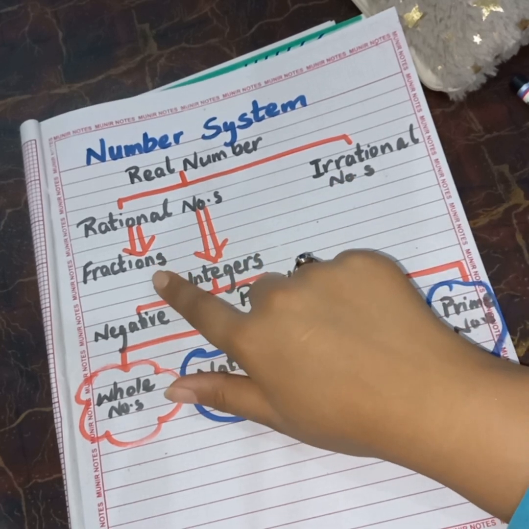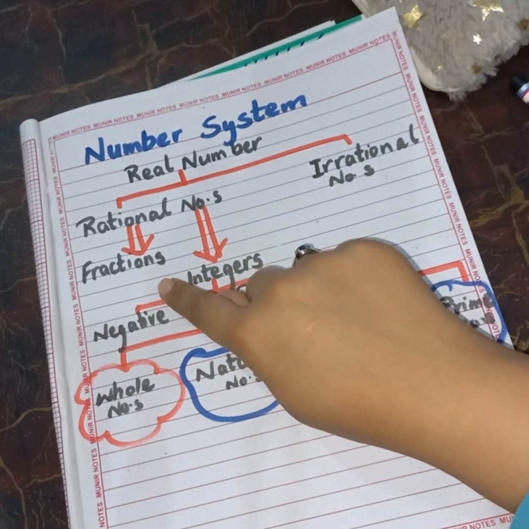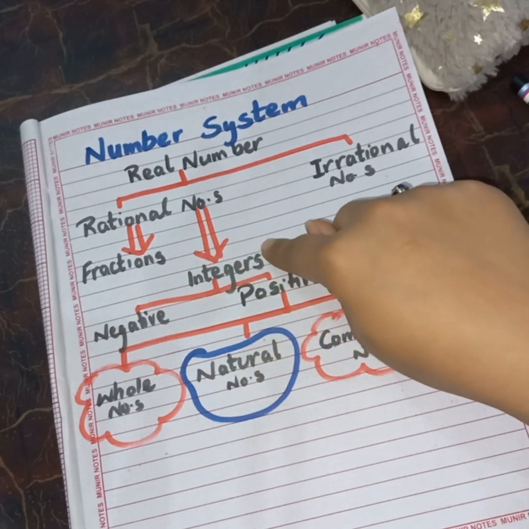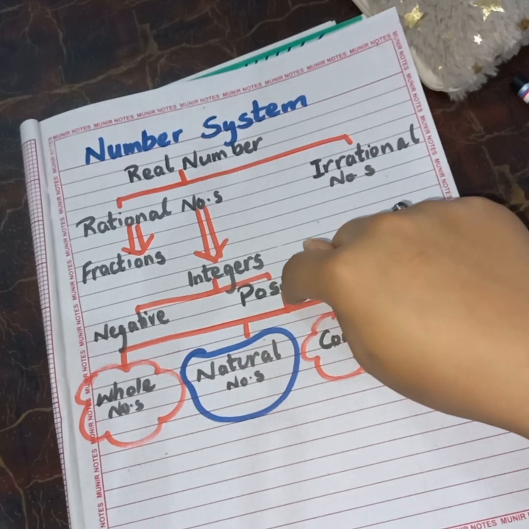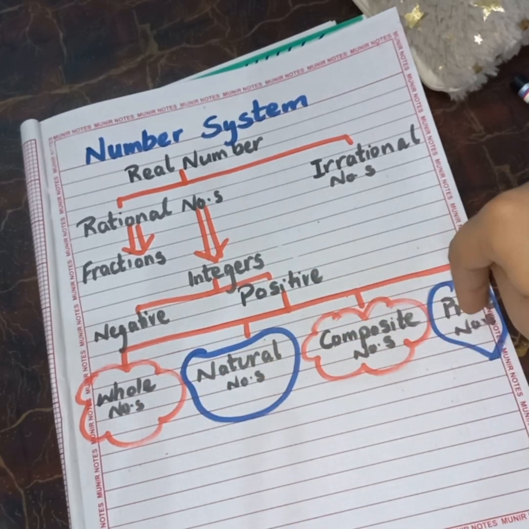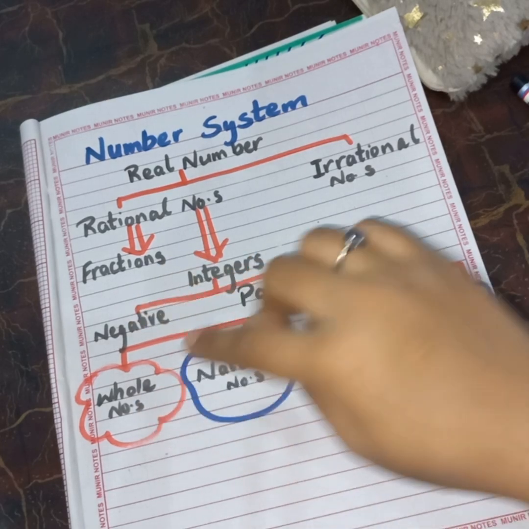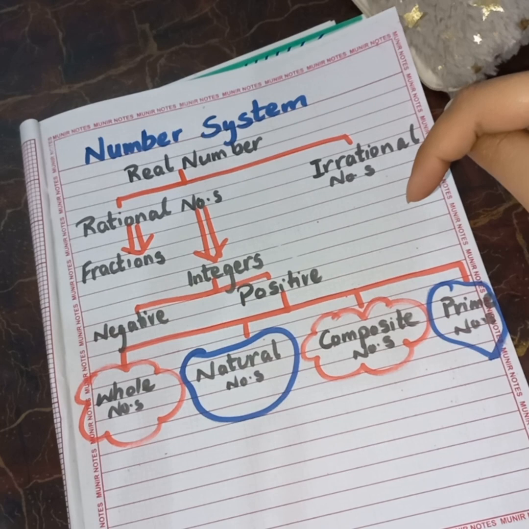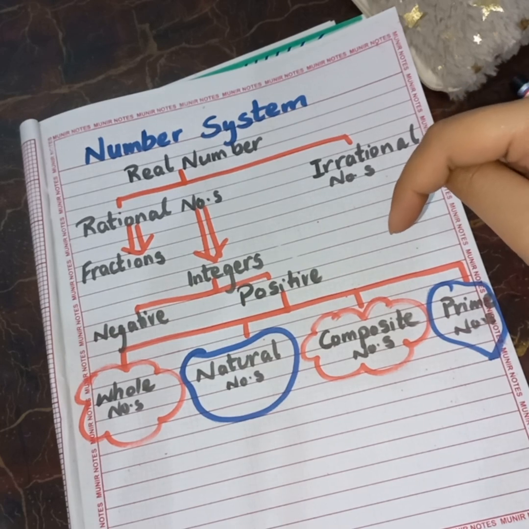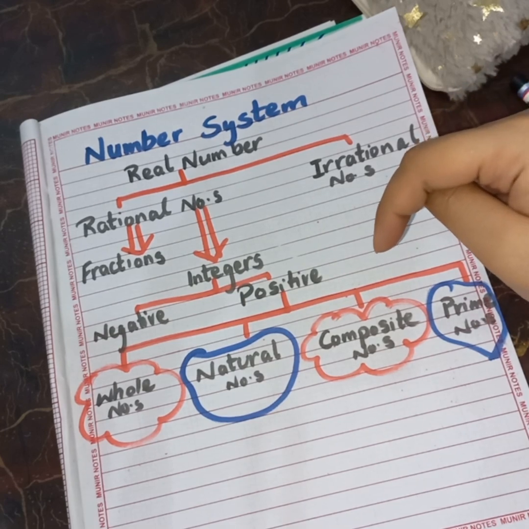Rational numbers are further classified into two categories: fractions and integers. Integers are further classified into positive and negative integers, and then positive integers are classified into four further categories. You can say whole numbers, natural numbers, composite numbers, and prime numbers. And furthermore, we can discuss more of them, like even and odd numbers as well.